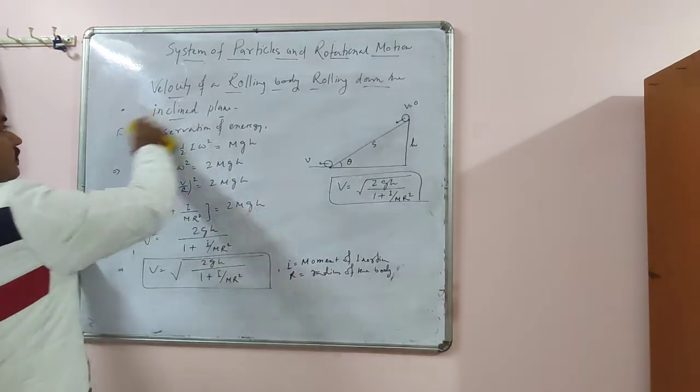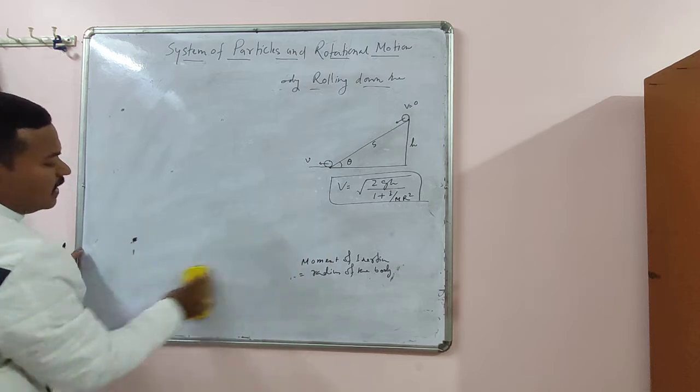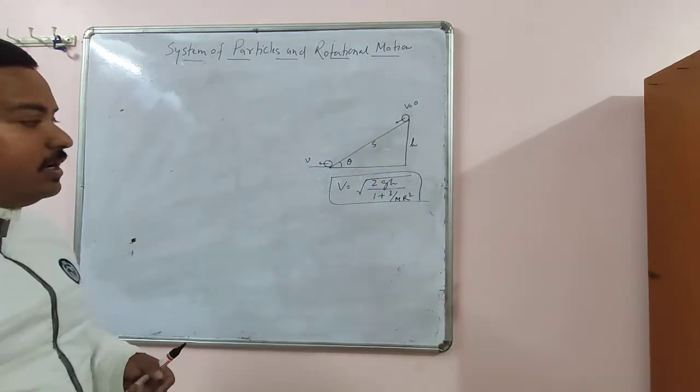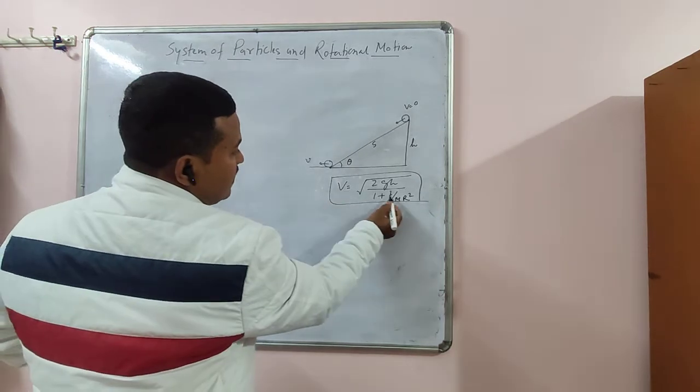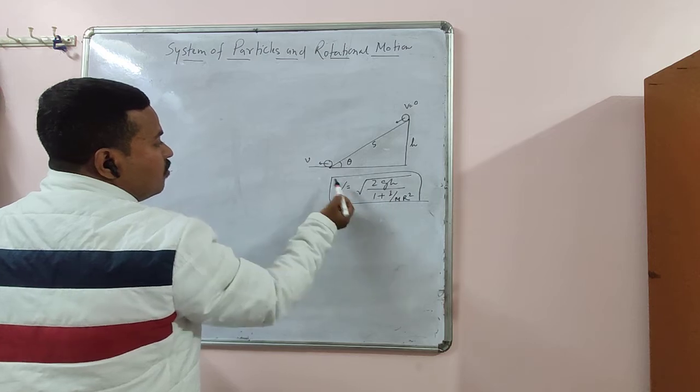Now what we have seen is that the velocity of the body depends on the moment of inertia, and it depends inversely. So you can say that the smaller the moment of inertia of a body, the more is the velocity.